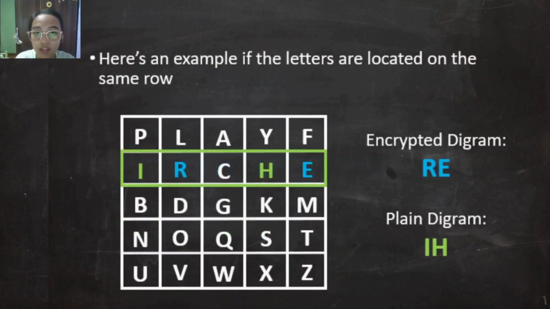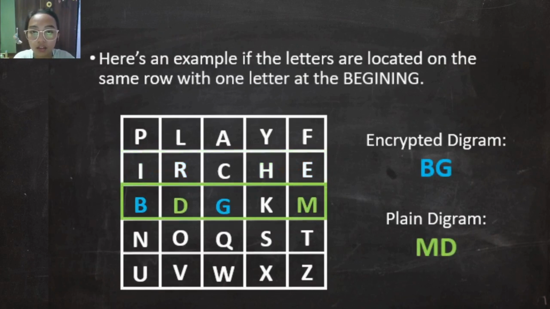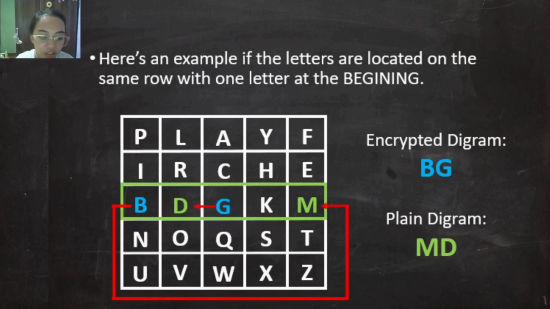So here's an example if the letters are located on the same row. The encrypted diagram, for example RE, the plain diagram would be IH. And here is an example if it's the same row with one letter at the beginning. BG becomes MD. So you wrap around and go back to the end of the row because there's no letter to the left of B right there.